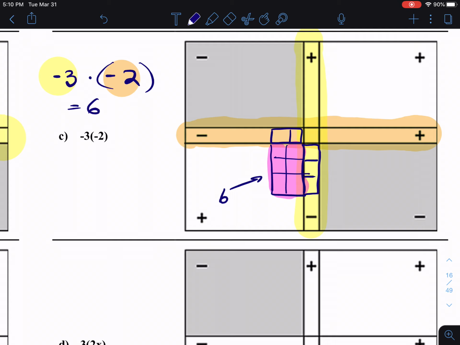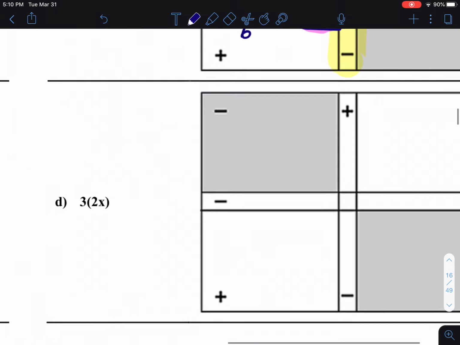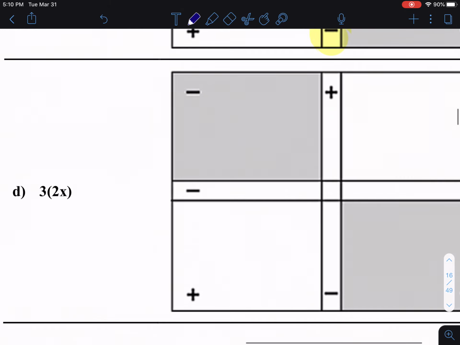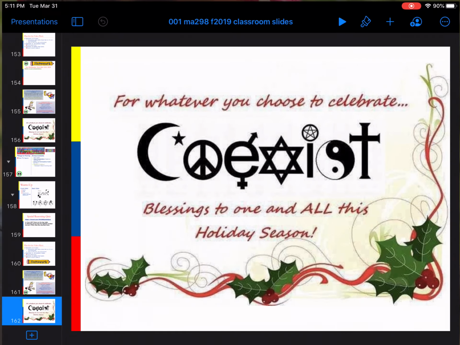Okay, so that is multiplication being modeled with Algeblocks. Multiplication of two numbers: those two are factors, those two are dimensions, and the resulting product is the area. So let's see what this looks like now with polynomials. We have 3 times 2x, and we will again have the vertical factor and the horizontal factor. But now we have to model 2x on the horizontal factor. Let's go back to the Algeblocks and see what we can do with those.